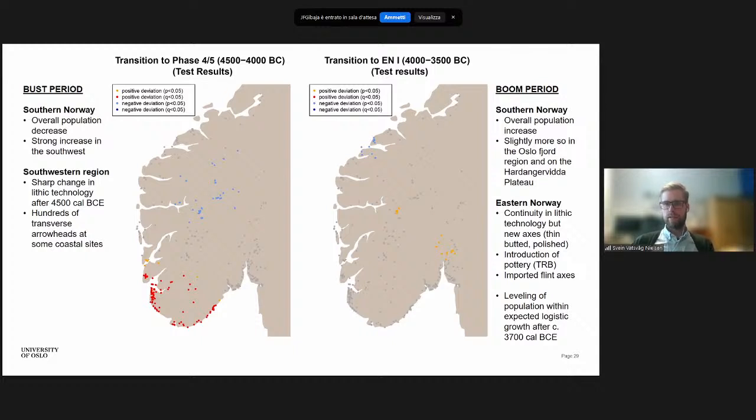The stone axes imitate the thin-butted flint axes, but we are also seeing that there is a huge import. And we find these axes not only as stray finds, but also as chipped into pieces and made into other formal tools at the settlements. And then after about 3,700 BC, we see that the population levels into a normal expected growth.